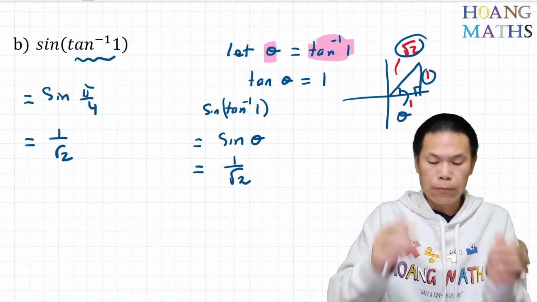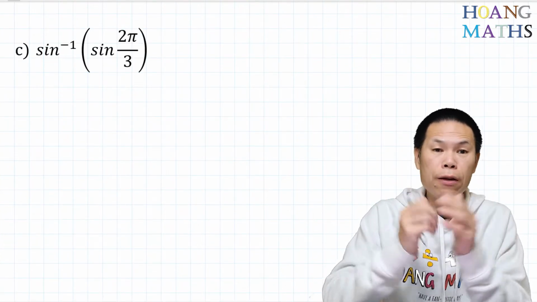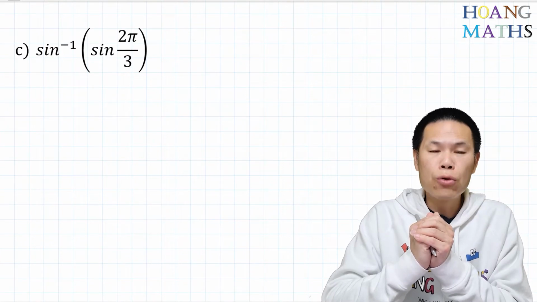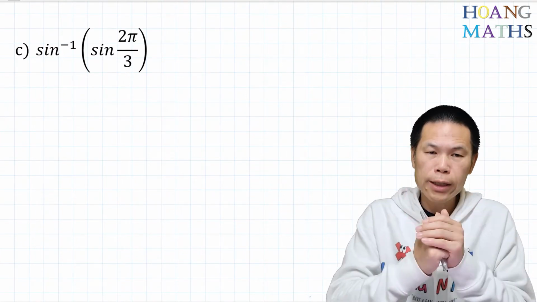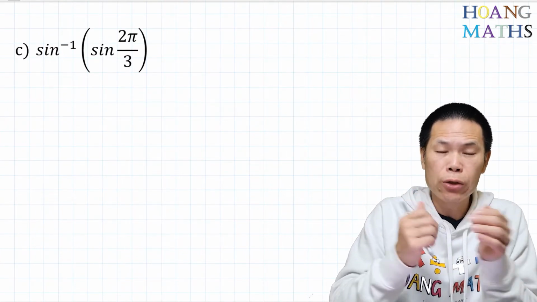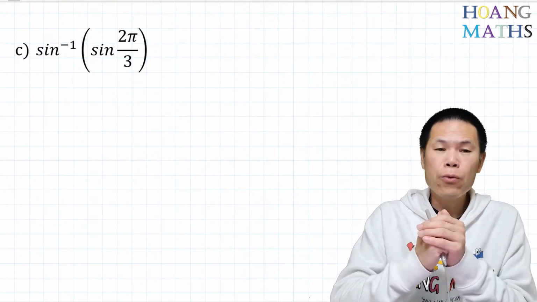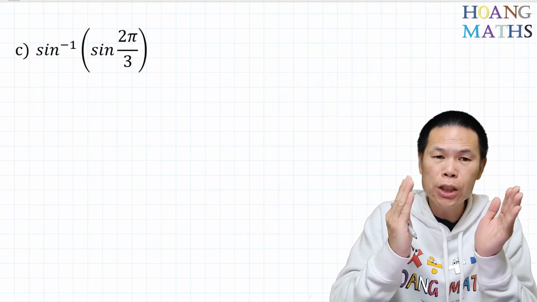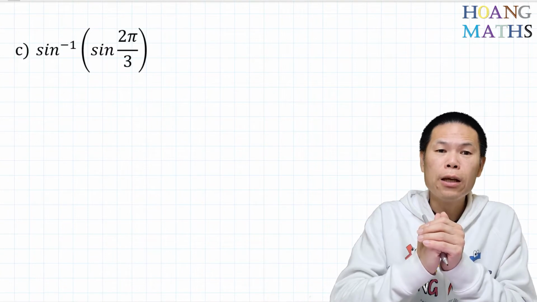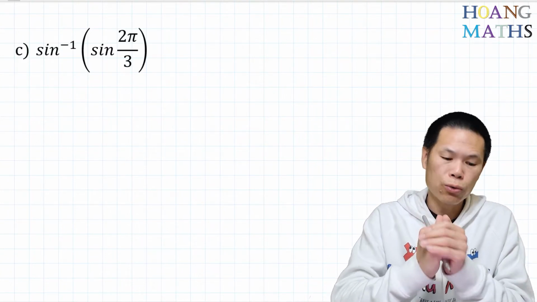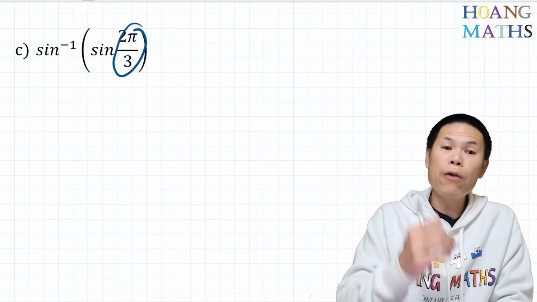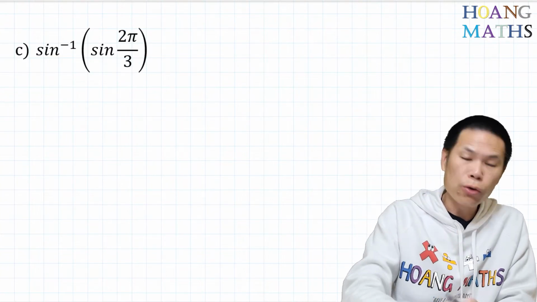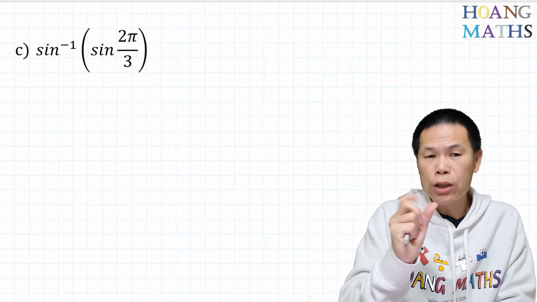So there you go. Now, sine inverse of sine 2 pi over 3. For inverse sine and sine, we can cancel each other out. However, we need to note that the range for inverse sine is negative pi over 2 to pi over 2. So this is outside of the range. Therefore, we need to convert that into the same range for inverse sine.